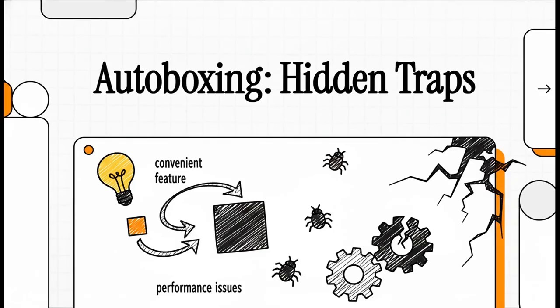Let's talk about one of Java's handiest features, something you probably use every single day, maybe without even thinking about it: autoboxing. I mean, on the surface, it's just this brilliant piece of compiler magic that makes our lives easier. But lurking just beneath that surface, it's hiding some really deep traps that can lead to some tricky bugs and, yeah, even serious performance problems.